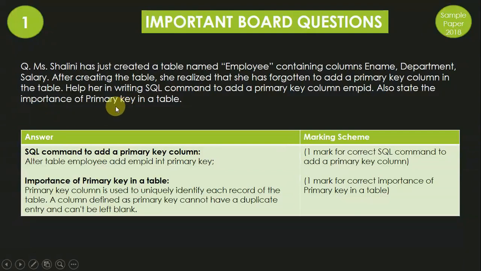So to add a primary key constraint, the command is alter table and the table name, which is employee, add MID int. MID is of type int, and then we give primary key. So one full mark will be given if the correct SQL command is written to add a primary key. Now importance of primary key, you already know that it is used to uniquely identify each record of the table, and a column defined as primary key cannot have a duplicate entry and it cannot be left blank. So we'll get one full mark if you write the correct importance of primary key.